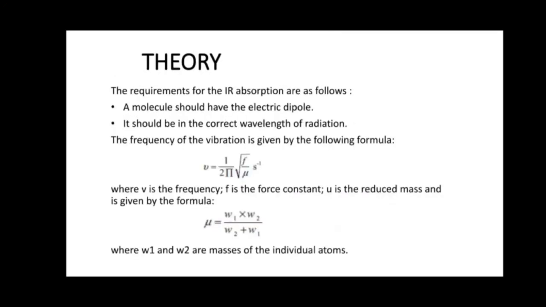Theory: the requirements for IR absorption are as follows. A molecule should have an electric dipole. It should be in the correct wavelength of radiation. The frequency of the vibration is given by the following formula: V equals 1 by 2 pi, whole square root of F by mu per second, where V is the frequency, F is the force constant, and mu is the reduced mass, given by the formula mu equals m1 into m2 by m2 plus m1, where m1 and m2 are the masses of the individual atoms.